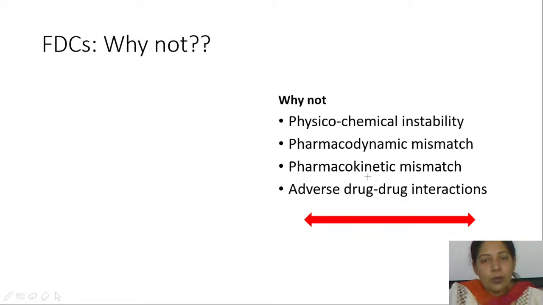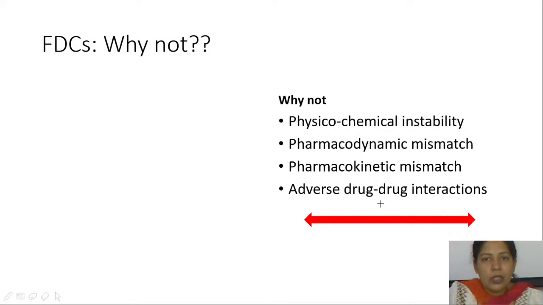Then there could be pharmacokinetic mismatch. Going by half-life of the drugs, one drug is to be given 3 times a day, but the other drug is to be given only once a day. If you try to combine these 2 drugs into one finished formulation, would you give the formulation once a day or twice a day? So that becomes a pharmacokinetic mismatch.